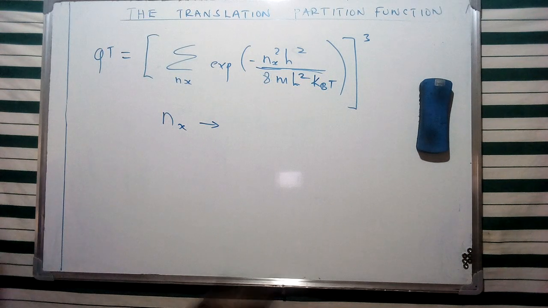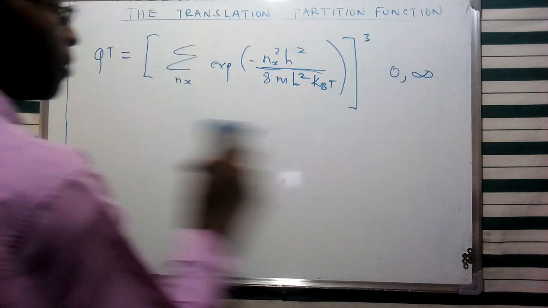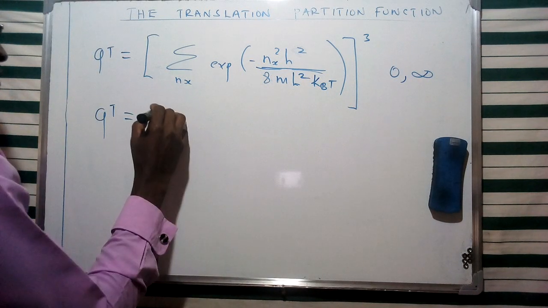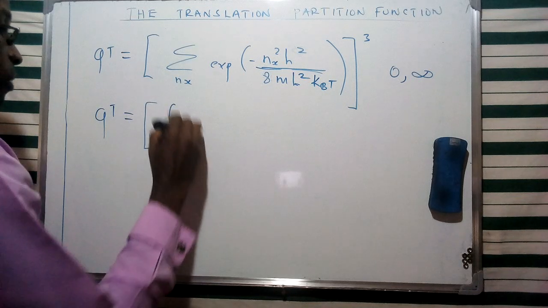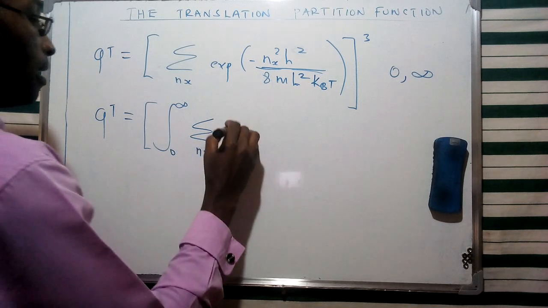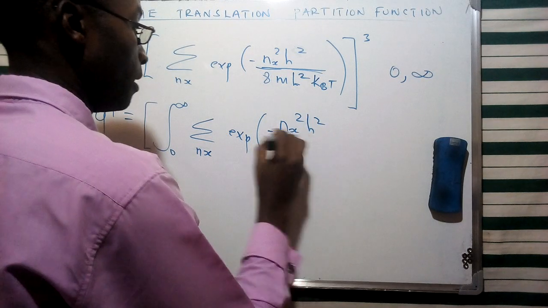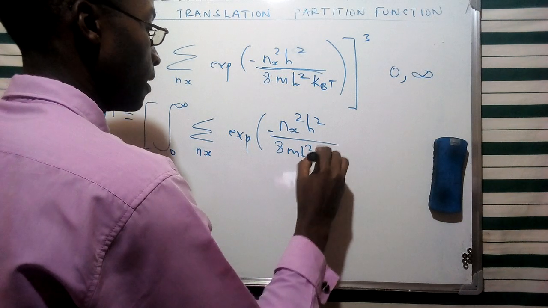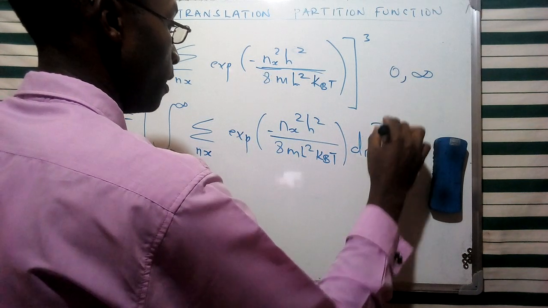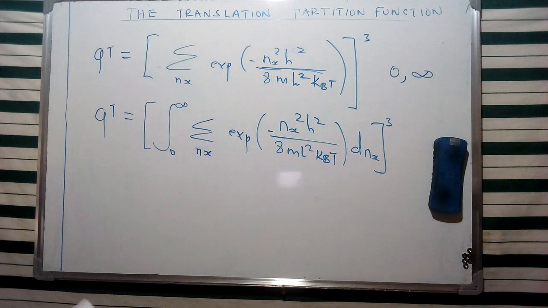So we're going to consider values of these quantum numbers ranging from 0 to infinity, and therefore the translation partition function is equivalent to the integral between 0 and infinity of the exponent of negative nx squared h squared all over 8 m L squared kBT, with respect to dnx, which I've set for this particular representation.